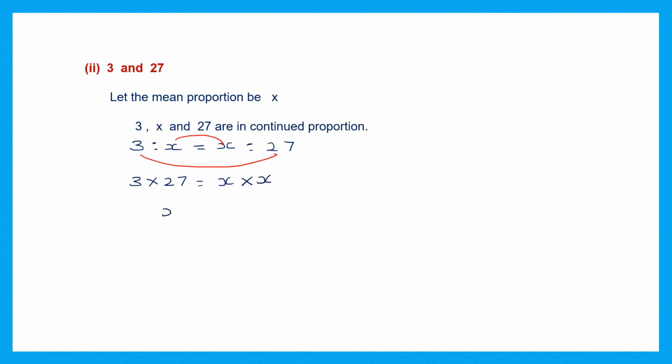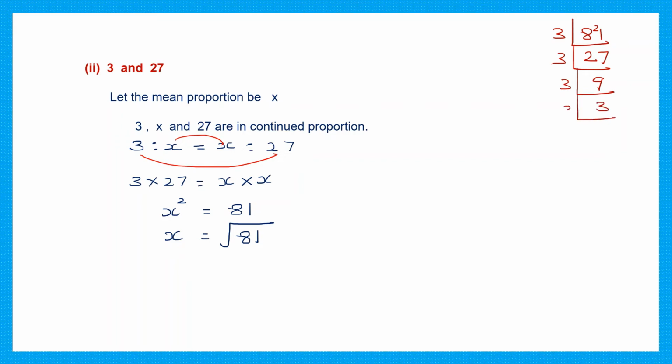X into x is x square, and 27 3s are 81. That means we need to find the square root of 81, because x will be the square root of 81. And this is how we write square root, the symbol for square root. So let's find all the factors of 81. Let me divide this by 3. 3 2s are 6, 7, 8. I have 21. 3 7s are 21. Then 3 9s are 27. 3 3s are 9. 3 1s are 3.